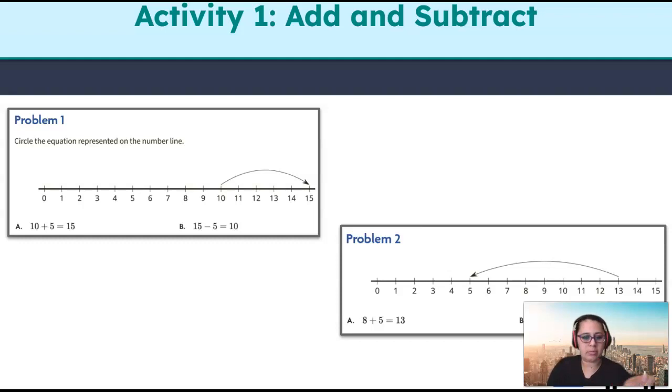Do you think it's A? Write out the equation. Or do you think it's B? Make sure you write out the equation. Okay, I see yours. Good job, you guys.